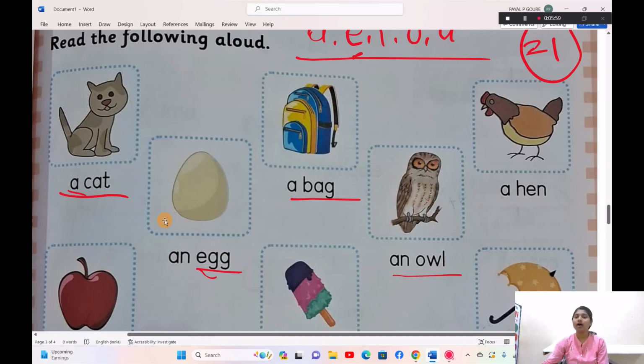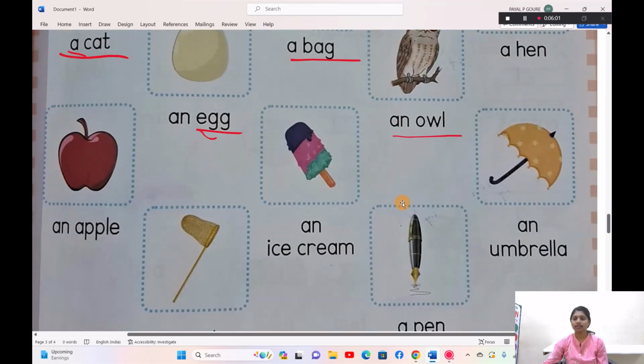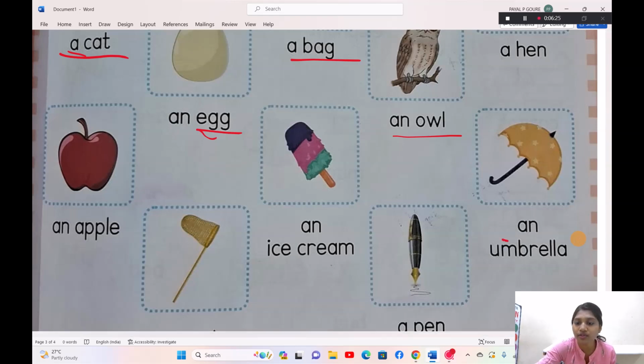Very good. You can see the examples: an apple, an umbrella, because A is the first letter and it is a vowel. Umbrella's first letter is U. Ice cream's first letter is I. These all three are vowel letters. That's why which article will we use first? A or an.